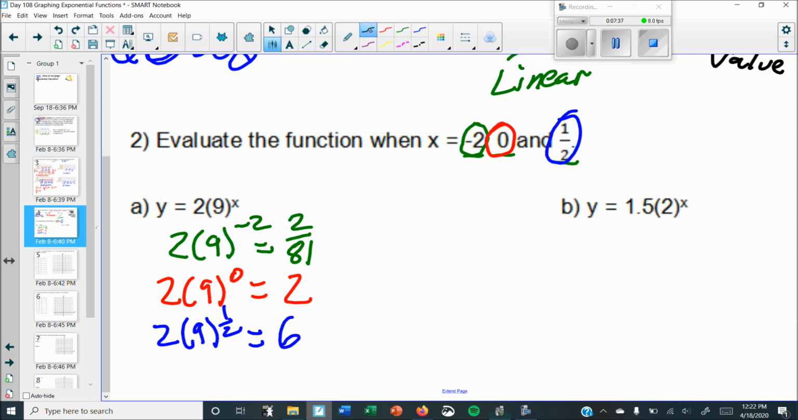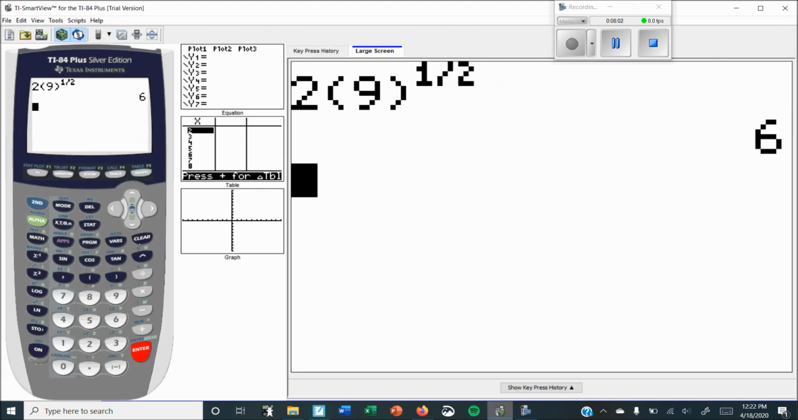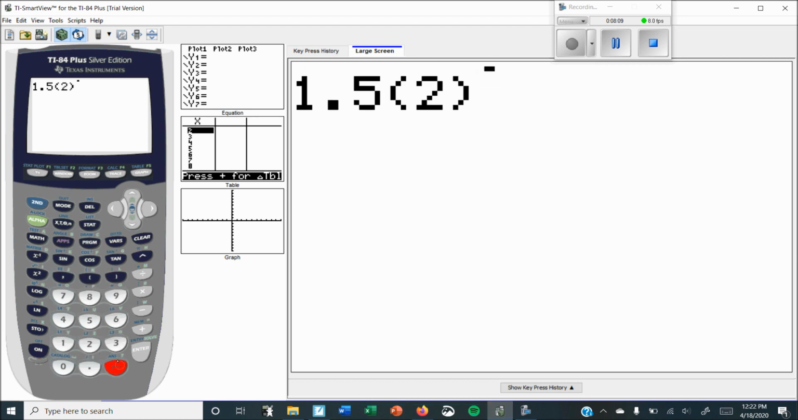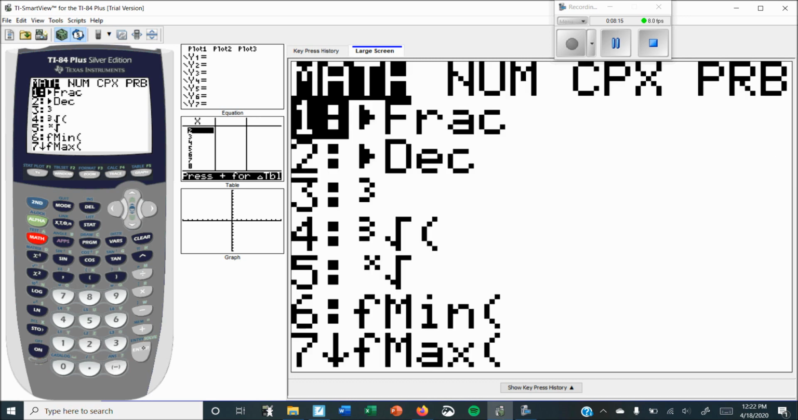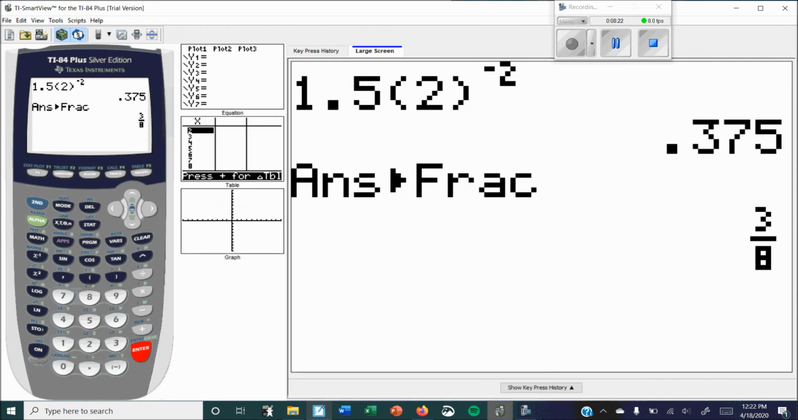Okay, the next one. Now it says 1.5 times 2. The first one it wants me to try is -2. So why don't I just set them up for all of them? The next one is 1.5 times 2 to the 0. We'll find that out. And then the last one is 1.5 times 2 to the half. Okay, so here we go. Go to the calculator. 1.5 times 2 to the, first one was -2. So we're going to write 0.375. If you wanted it as a fraction, press math, frac, enter. Or you could write 3/8. So 3/8.